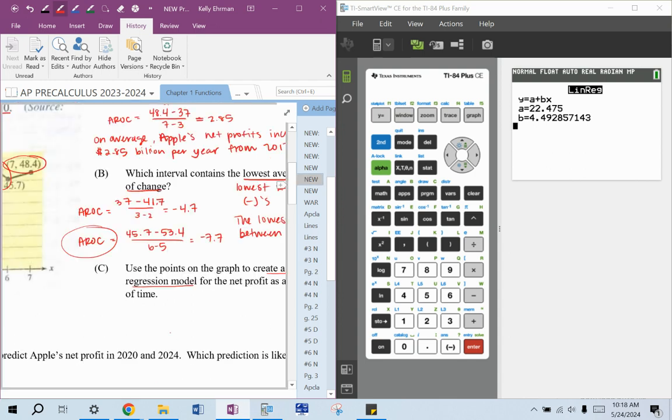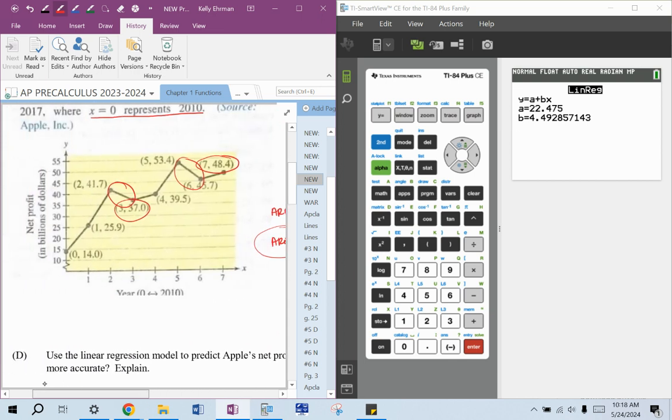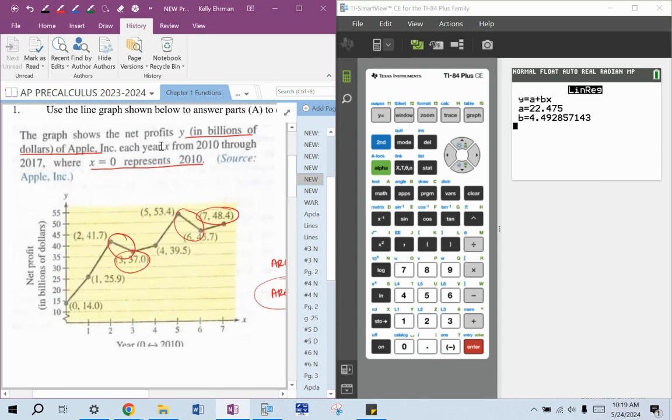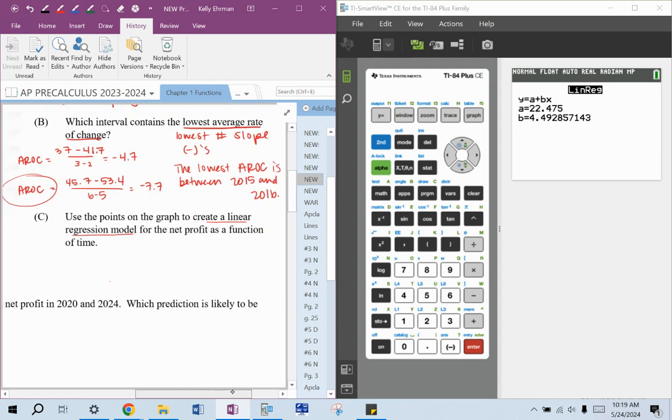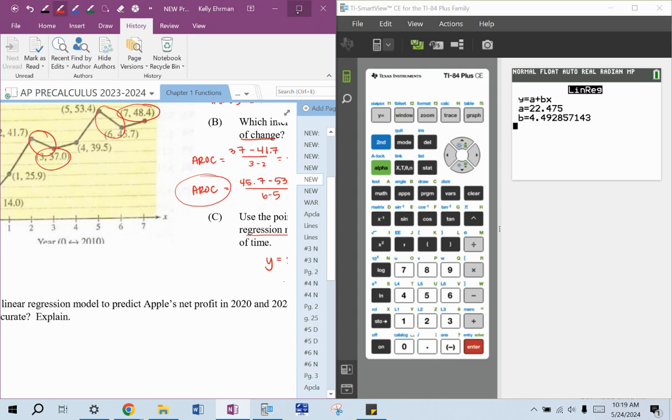So for this problem, we want the net profit as a function of time. Do they give us variables instead of X and Y? So it says X equals 0 for the input. Oh, no, it does say X and Y. Okay, so we don't have to change our variables. So this is Y equals 22.475 plus 4.492857143 times X. All right.